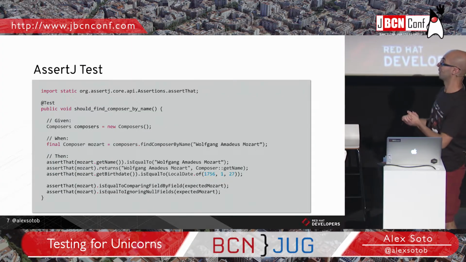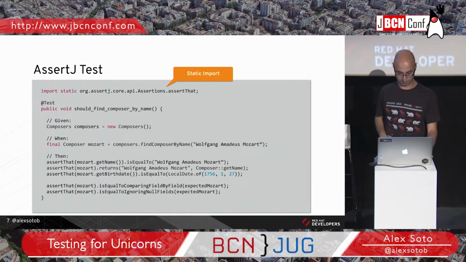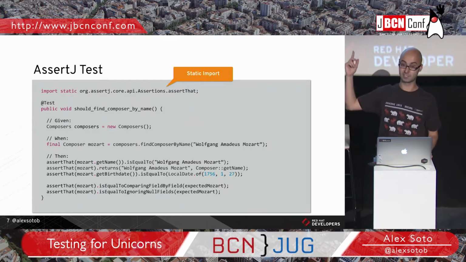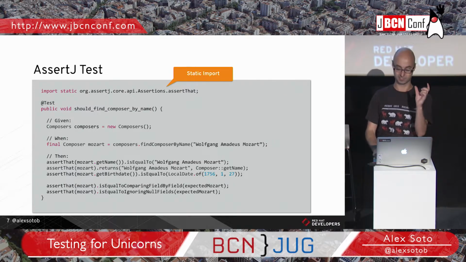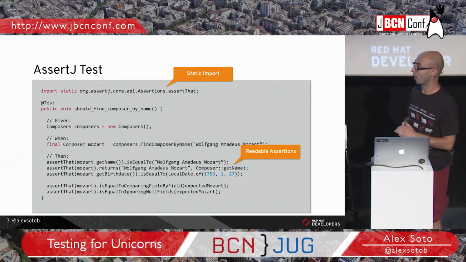This is exactly the same test with JUnit. Notice that the first thing that you need to do is this static import, which comes from AssertJ. So we are using this assertThat. And finally now, the method is quite more readable.